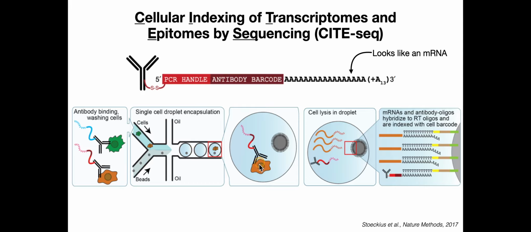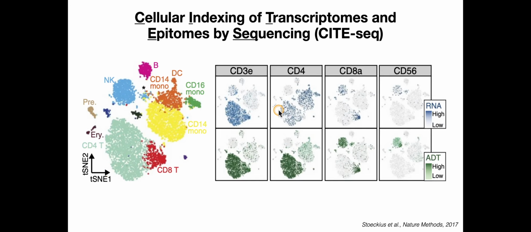And if you capture a cell that's labeled with one of these antibodies, as the cell lyses, it releases its mRNAs, and it also releases this surface oligo that looks like an mRNA. That bead with the poly-T sequences on it will capture the mRNAs and the antibody tag, but we'll always be able to tell apart that antibody oligo because it has that antibody barcode. And so that allows you to carry out in the same cells single-cell mRNA-seq and single-cell proteomics for surface proteins.